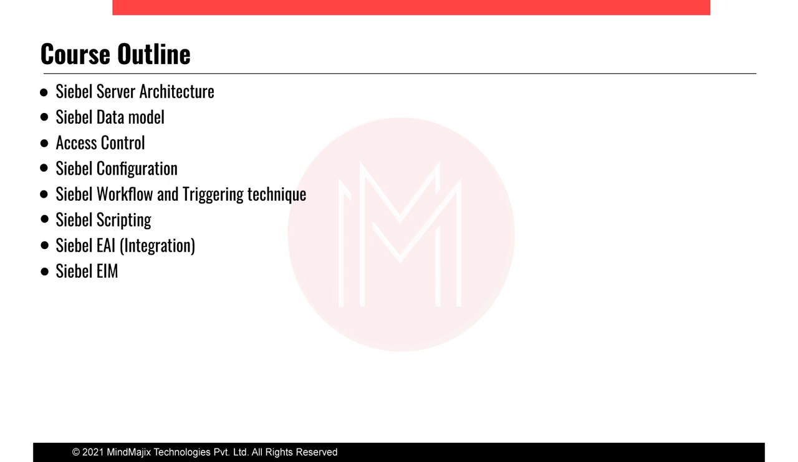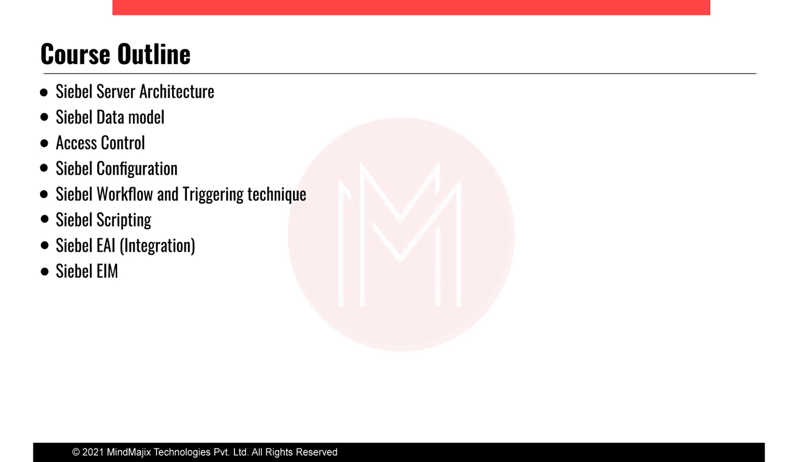Now, data model, access control, configuration, workflow, scripting, all these things are included in this training. Configuration means building the Seibel applications by using the Seibel tools. That is called configuration. So we will be developing the table, BC, applet, all objects configuration. How we can configure those objects? What are the things present inside the Seibel tools? How we can build that? Those things we will be understanding as part of configuration.